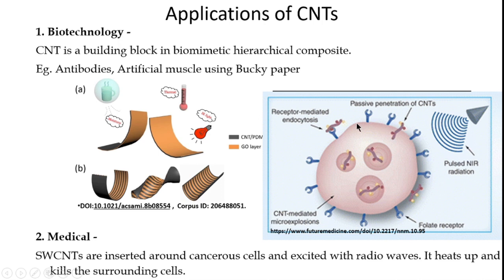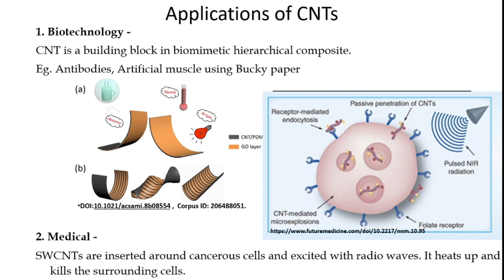You can see here there are receptors. Through these receptors, the CNTs are inserted into the tumor. Then they are inserted around these cancerous cells. And if we irradiate this tumor using this near IR radiation, then these CNTs will heat up and kill the surrounding cells. So this way we can deactivate these cancerous cells using carbon nanotubes.